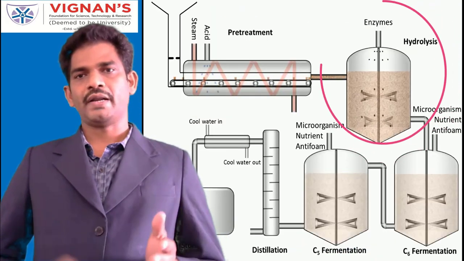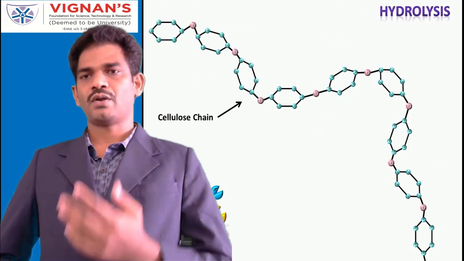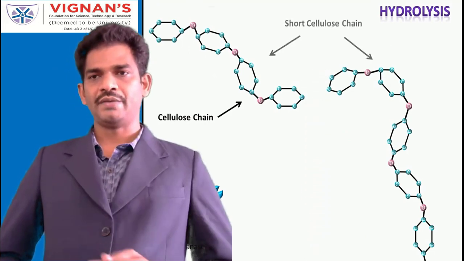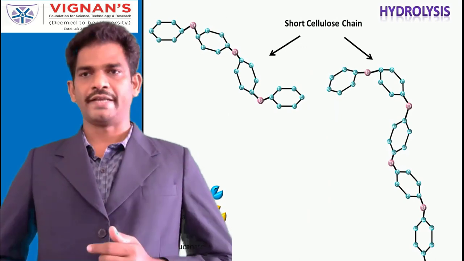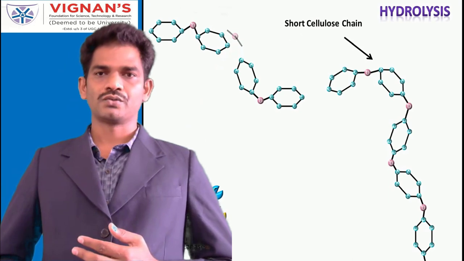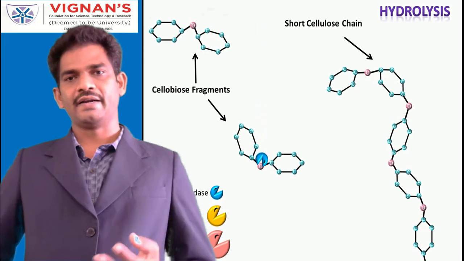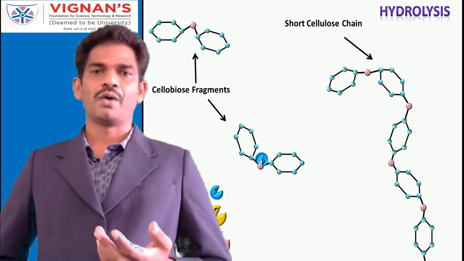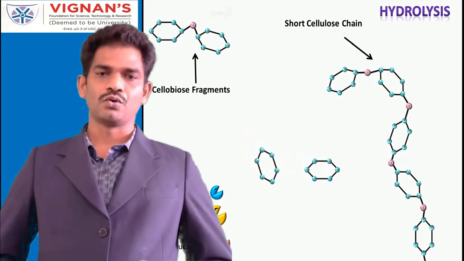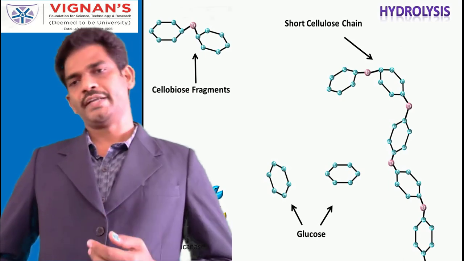Then the liquid can be pumped from the pre-treatment tank into the hydrolysis unit. In the hydrolysis unit, the endoglucanase enzyme makes a cleavage and forms a short cellulose chain. This short cellulose chain now contains monomeric units of glucose. Later, the exoglucanase enzyme makes a cleavage at the end of the chain and forms cellobiose fragments. Cellobiose is a disaccharide, containing two monomeric glucose units. So two monomeric glucose units are formed by the action of the glucosidase enzyme.